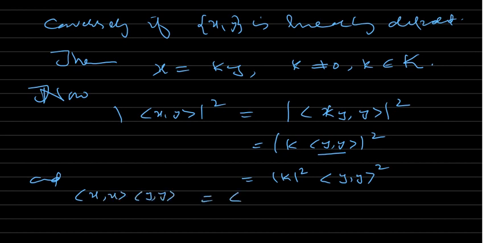This is equal to what? x is k y. Then it's the inner product of k y with k y. The k comes out as a scalar k, and in the second component k conjugate comes out, so it will be k times k conjugate, that is the mod of k squared. Then it will be the inner product of y with y times the inner product of y with y, which is the norm of y to the fourth. So both are equal. So whenever the vectors are linearly dependent, the Schwarz inequality converts into equality. Equality holds in the Schwarz inequality in that case. So therefore this holds: the mod of the inner product of x, y whole square is equal to the inner product of x, x times the inner product of y, y.